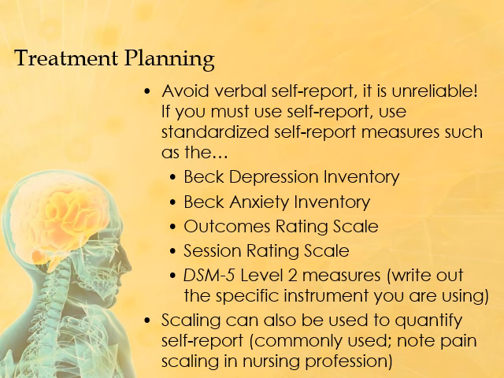When we're using measurements, we must avoid verbal self-report if we can, because it is unreliable. If we must use self-report, we use standardized self-report measures. And this is where psychological assessments come in play. These are still self-reports. They still have limitations, but they are perhaps a bit more rigorous and robust than just the client's own verbal reporting. So the Beck Depression Inventory or Anxiety Inventory, the Outcomes Rating Scale, Session Rating Scale, and the DSM-5 Level 2 measures, which you will find in the Blackboard shell. These are all very useful to use when you are looking at measurements and you need something for a self-report tool.